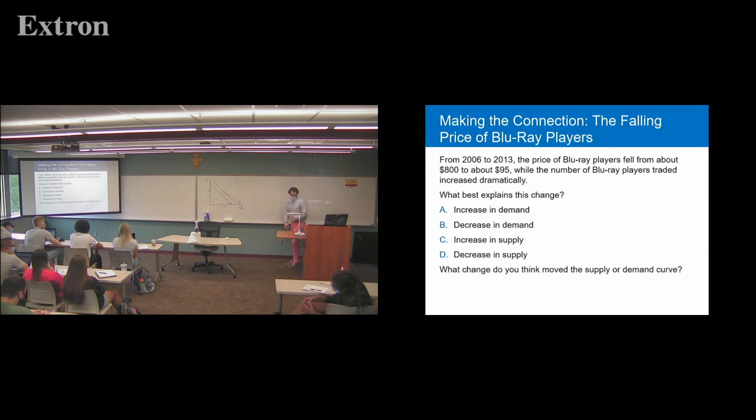All right. It's important to talk through this to make sure we understand what's going on, because again, we're going to be building off this for a while. So from 2006 to 2013, the price of Blu-ray players fell from $800 to about $95. And the number of Blu-ray players that people bought increased dramatically. So which of these changes do you think happened? Increase in demand, decrease in demand, increase in supply, or decrease in supply? Decrease in demand? Any others?